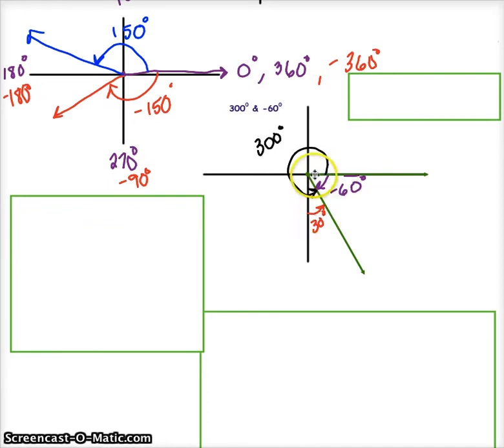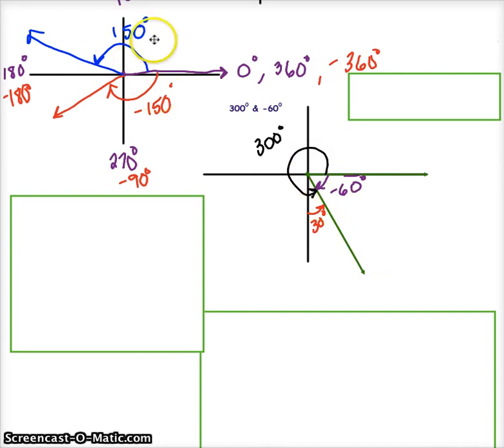Negative 60 degrees, same initial side. The terminal side, we would travel 60 degrees in the clockwise direction. And remember to show the arrow showing your direction of rotation and that this is a negative angle. So I do want you to notice that the initial side is the same for 300 and negative 60. That'll be the same for every angle when you draw angles in standard position. But the terminal sides are also the same.